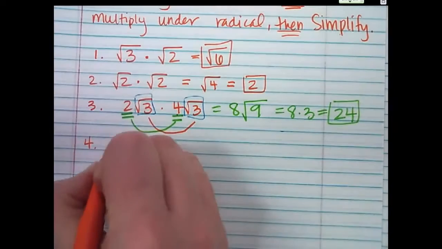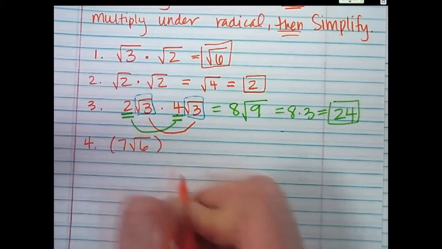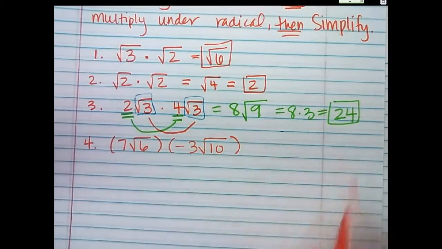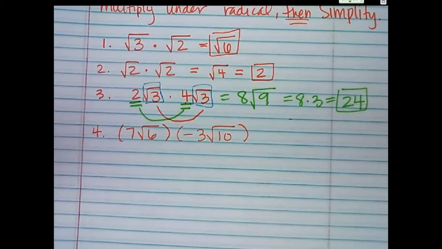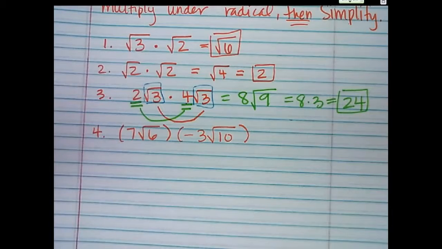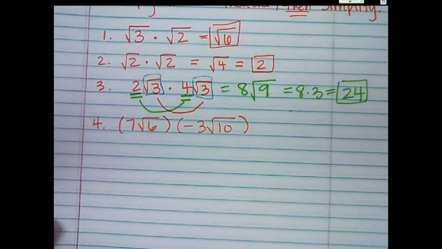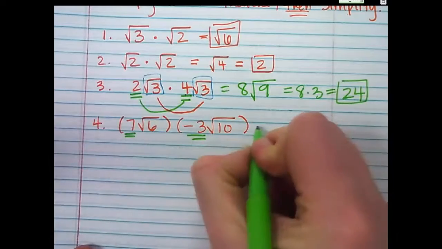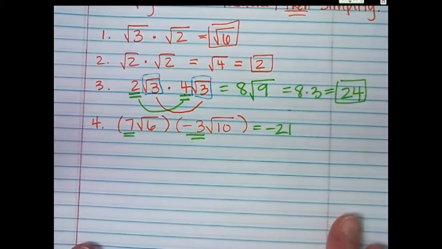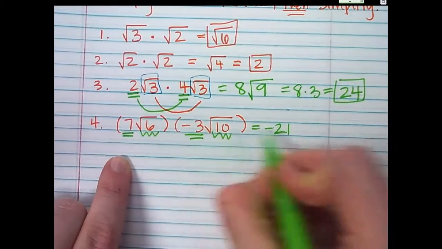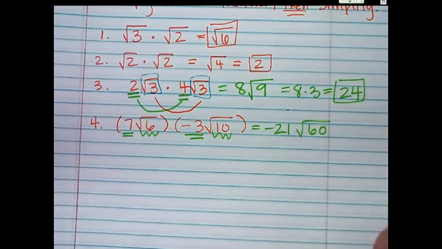Okay, number 4. 7 square root of 6 times negative 3 square root of 10. So same thing as number 3, just this one has a multiplication symbol and this one has parentheses. Okay, so multiply the numbers in front. So negative 21. So I multiply the coefficients, and then I multiply under the radicals. 60. And then simplify.